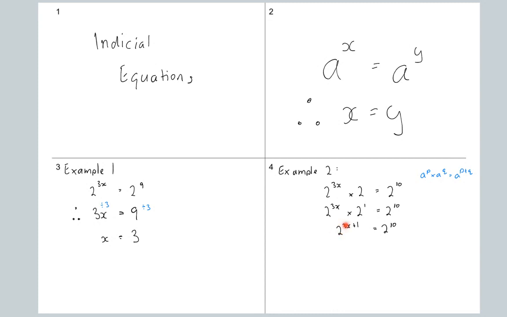I've got a base to a power equaling a base to the power, and the bases are the same. So now I can say, therefore, 3x plus 1 is equal to 10. And now I'm just going to do my basic equation solving. Take 1 away from both sides to get 3x is equal to 9, and then divide both sides by 3 to get x equals 3. So there we go. That's the solution there. Example 3.